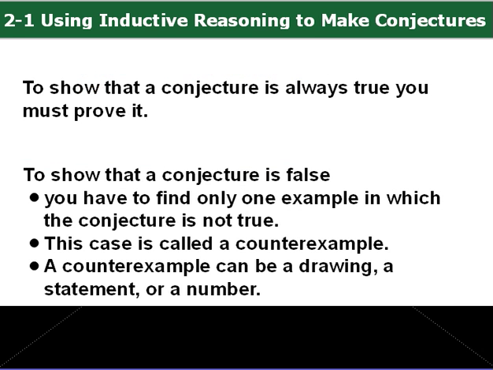Now, to show that a conjecture is always true, you must prove it true. The nice thing is, to show that a conjecture is false, we only have to find one example where the conjecture is not true. And that example is called a counterexample. A counterexample can be a drawing, a statement, or a number. Sometimes a drawing might be the best way to state it, other times a statement, or sometimes just x equals 2, a particular number. Just remember, a counterexample has to be specific. It can't be too general, so just be careful.